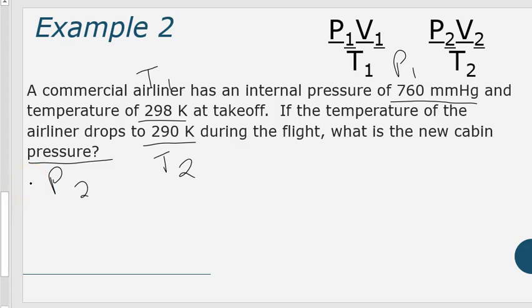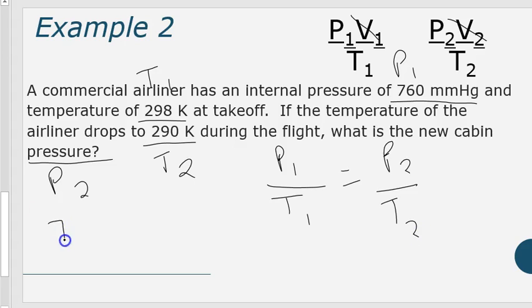So let's look at our equation up here. What do we not need? Well, they give us temperature and pressure, so we actually don't need volume. So we're looking at pressure and temperature. We're just going to ignore volume and plug our numbers in. So the equation we're going to use is P1 over T1 equals P2 over T2. Okay, and it looks like we're solving for P2. So let's plug our answers in. We have 760 is our first pressure, and we have 298 Kelvin.